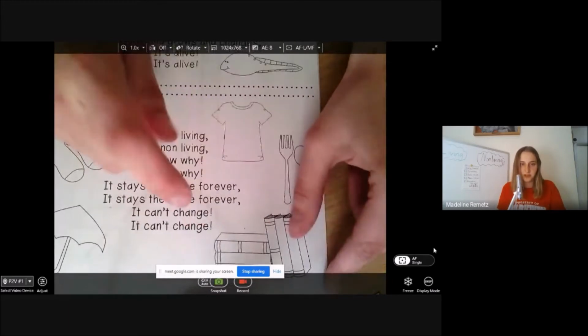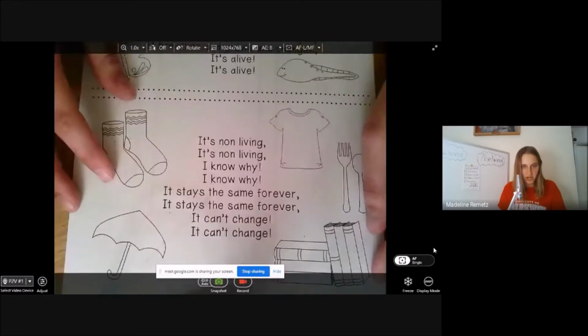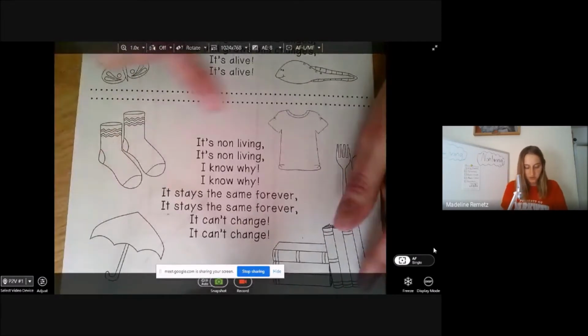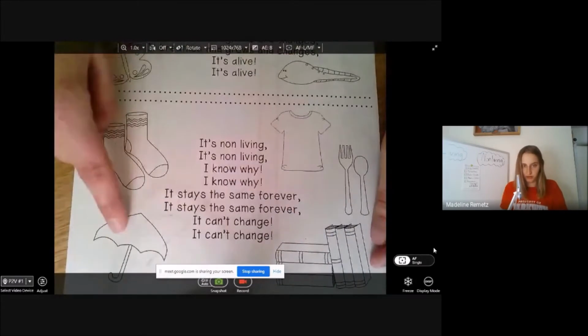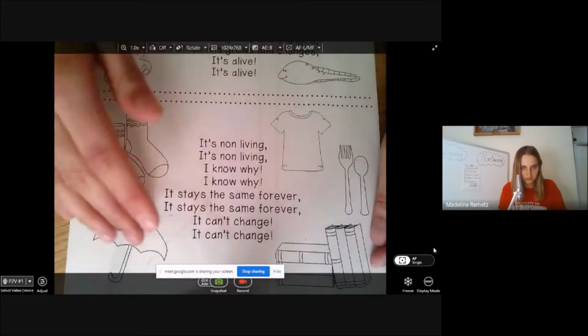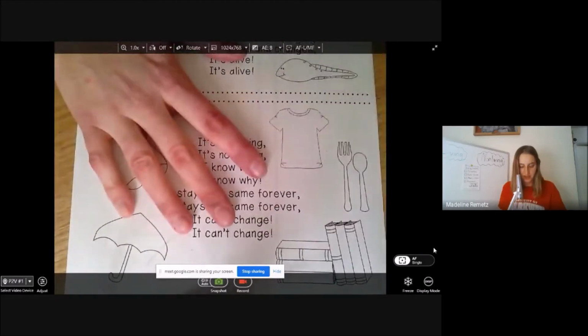Ooh, that's a very important part of all of this. It can't change, so it's not growing on its own. We have socks, we have, oh, look, books, an umbrella. We know that those things are definitely not talking to us. They don't breathe. They don't have a soul. They're definitely not alive, unlike us.